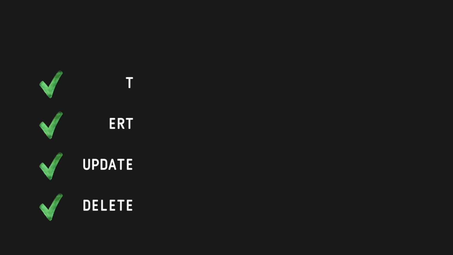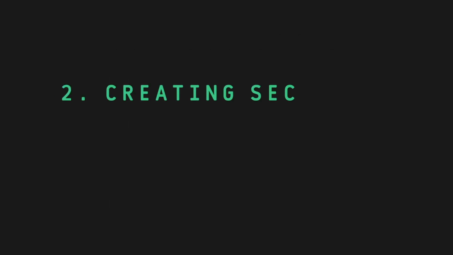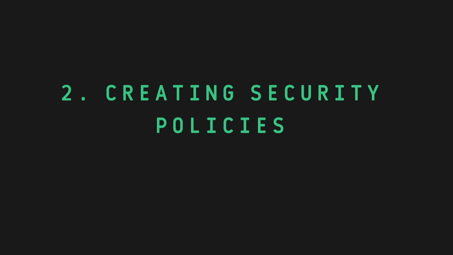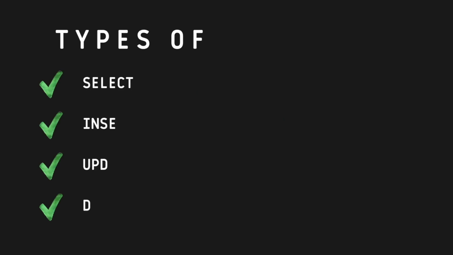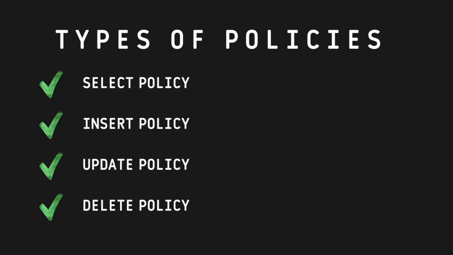Now, the second step is creating security policies. So in PostgreSQL, as I said again, a policy is just a set of rules that you define to control access to the rows within a specific table. A policy defines the conditions, and you can create different policies for different operations like select, insert, update, delete. You may decide for select, this is the specific condition that you want to be executed. So for a select policy, you're just controlling which rows can be selected.